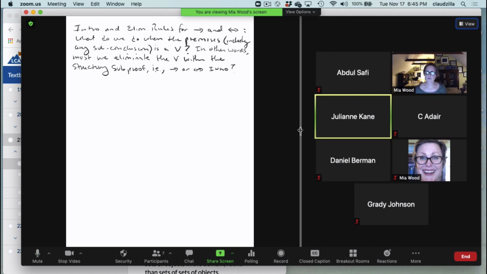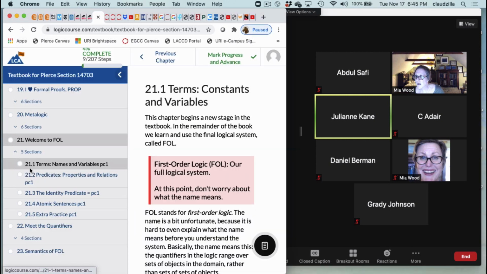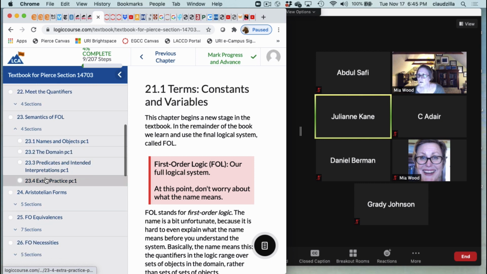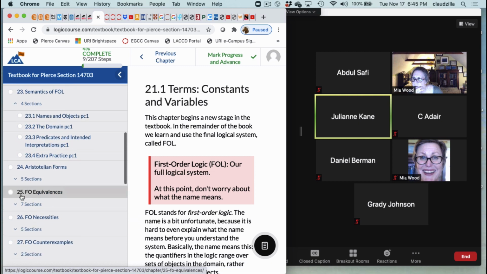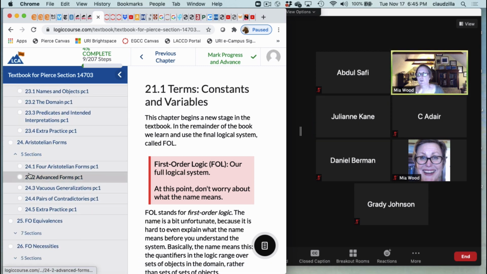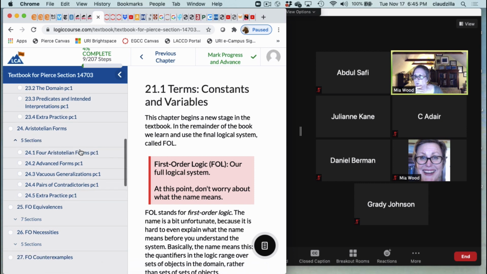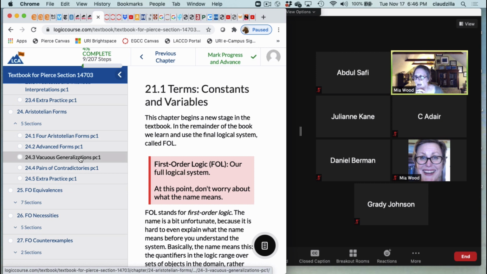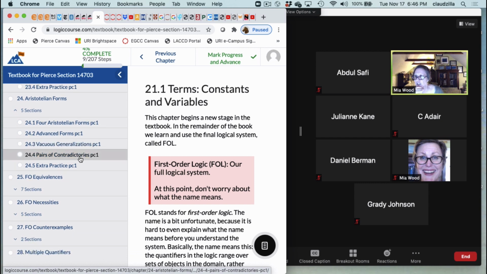On chapter 24, I forget what section. Sorry, I have the book in front of me. But chapter 24 was like the beginning of it. Made sense to me, and then towards the end, it completely lost me. It was more when they were adding the parentheses. Oh, sorry, I'm in the wrong chapter. I'm actually looking at it now. So yeah, chapter 4, we start with the Aristotelian forms. We get into vacuous generalizations and pairs of contradictories. Don't worry, we're going to review this.